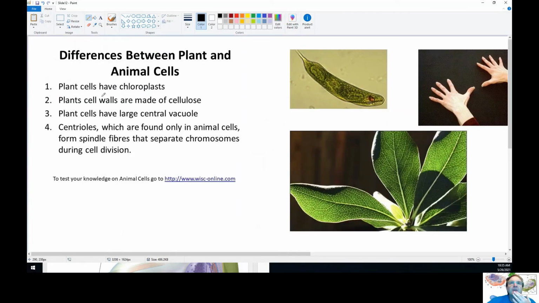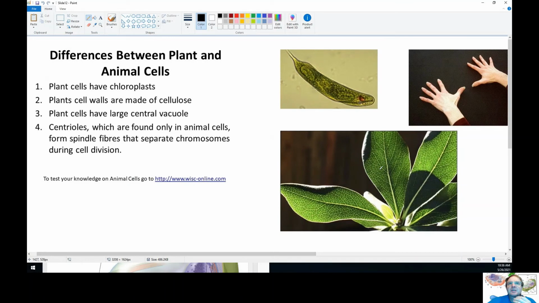All right, here are the differences between plant and animal cells. Number one, plant cells have chloroplasts. Think of the process that they're running, right? Photosynthesis, nice chlorophyll inside of the chloroplast, capturing the sunlight energy, converting that sunlight energy into glucose. Number two, cell walls made of cellulose. So what would be the difference, right? So nice cellulose there. And they have a large central vacuole.